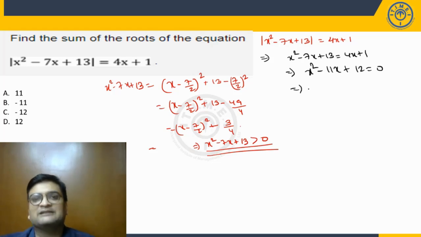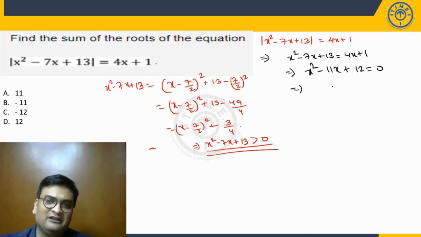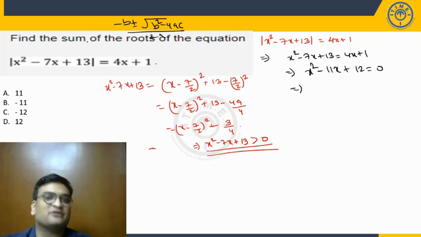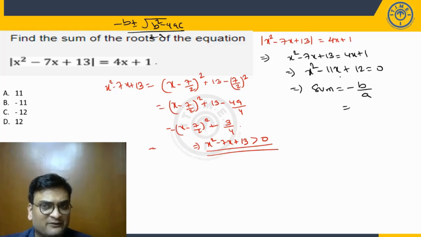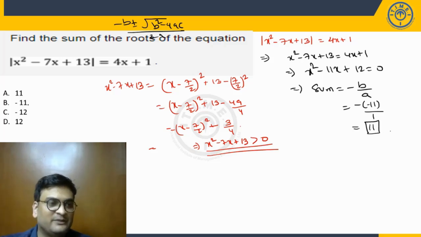If you want, we can find the roots also, by using the formula minus b plus or minus root over b square minus 4ac by 2a. But what is he asking us? The sum of the roots. How do we find the sum of the roots of a quadratic equation? We have a direct formula. The sum of the roots is nothing but minus b by a. For an ax square plus bx plus c equal to 0 type of equation, the sum of the roots is minus b by a. What is b? Minus 11. What is a? It's 1. So minus of minus is plus, 11 by 1 is 11. So my answer is going to be option choice A over here.